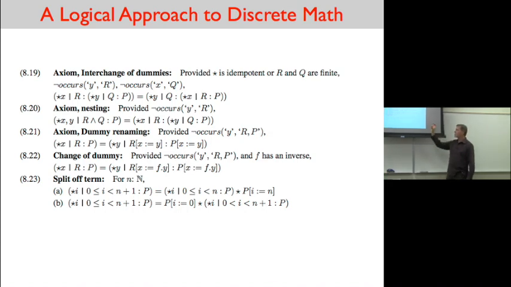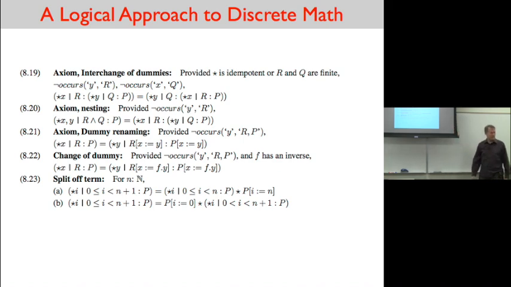The only way you can switch this is if y is not in R. On the left-hand side, the dummy on the inner quantification cannot be in the range of the outer, and similarly on the right-hand side, the same thing, all right? So those are the provisos.